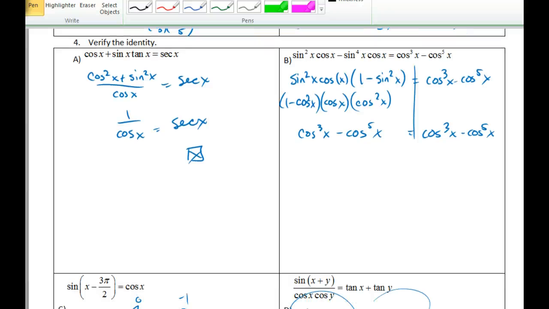Verifying the identities with these. Some things to look for. Try the hardest side first. This one you just had to simplify, so it's cosine squared plus sine squared all over cosine. You had to get a common denominator, and then the numerator is 1, so you get that. This one, factor out the sine squared and the cosine. Look to see what's in common, factor it out, and you're left with 1 minus sine squared, and that should get you home.